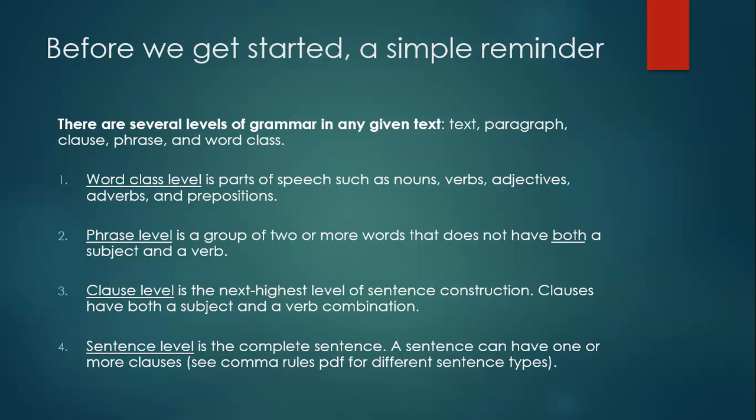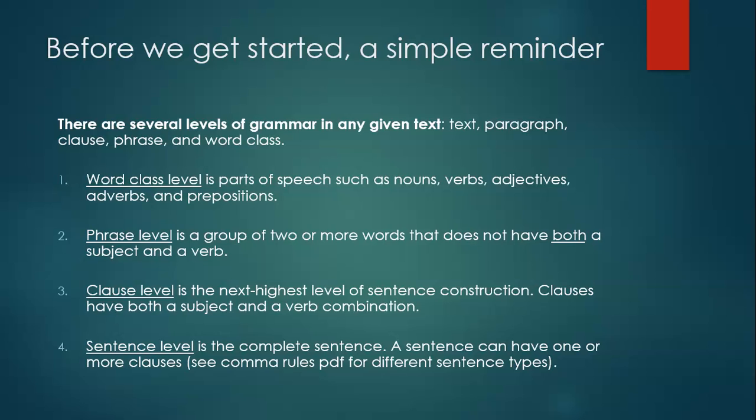There are several levels of grammar in any given text: the paragraph, the clause, the phrase, and the word class. Word class level is parts of speech such as nouns, verbs, adjectives, adverbs, and prepositions. Phrase level is a group of two or more words that does not have both a subject and a verb.